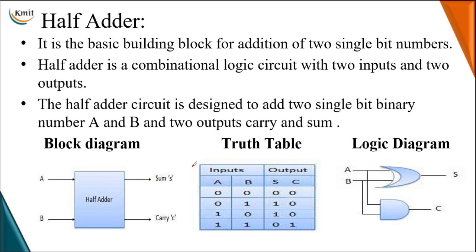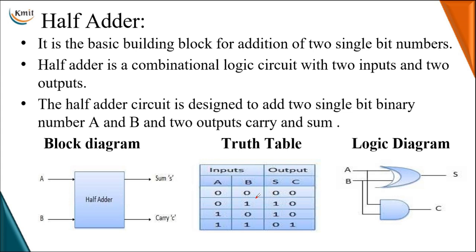Now I'm going to give the block diagram of the half adder circuit, where it accepts two inputs, symbolized with A and B. It will add two single bits. Hence we have two inputs labeled A and B, and it produces two outputs, sum and carry. Upon drawing that block diagram, next we need to draw the truth table.